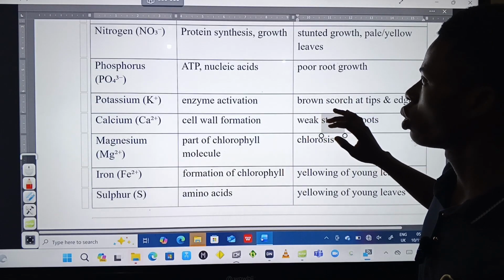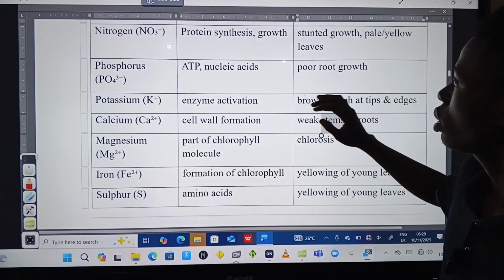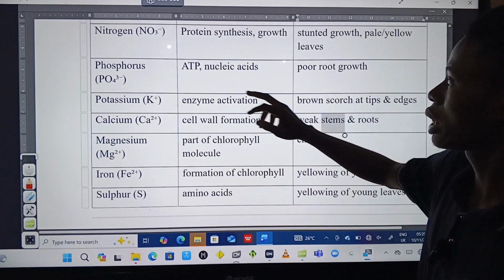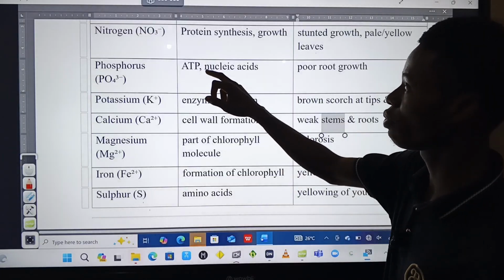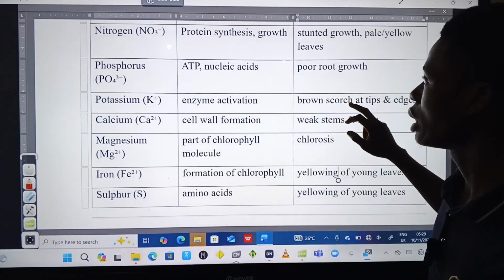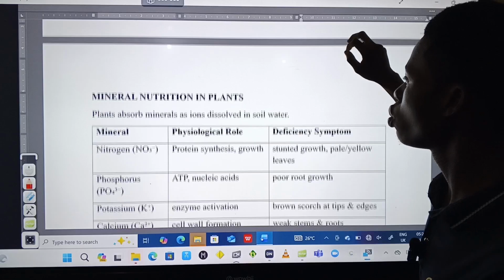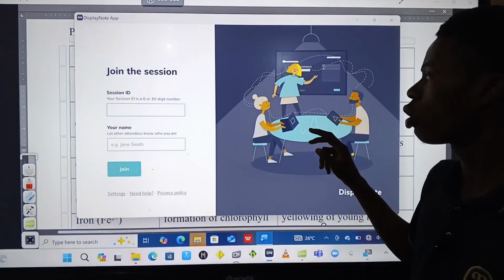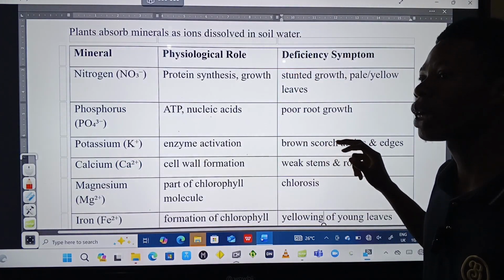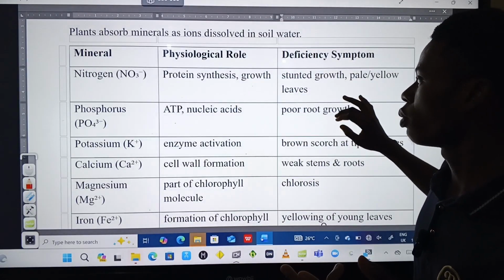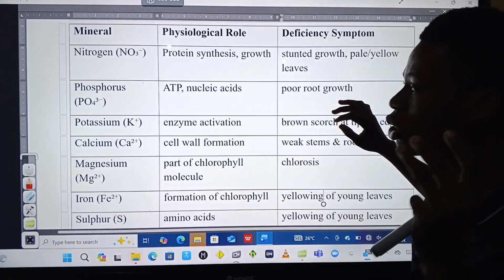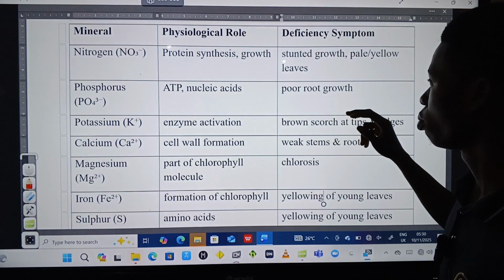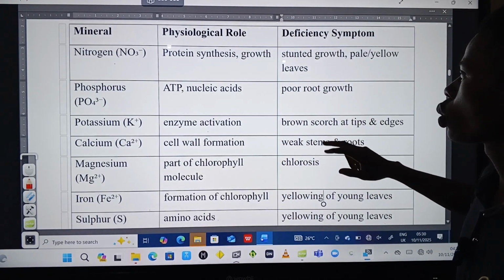Then the next one is phosphorus. Phosphorus is used for the synthesis of ATP and nucleic acids. ATP is adenosine triphosphate. You're hearing the phosphate there. Phosphorus is also needed for the synthesis of nucleic acid, because the building block of nucleic acid is nucleotide, and nucleotide is made up of three things: nitrogenous base, pentose sugar, and phosphate group. So phosphate group is also required. I'll talk about nucleic acid in a different video because it's actually broad. Now, deficiency will lead to poor root growth.